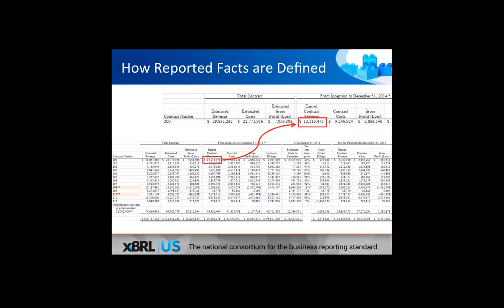Let's take a look at how an individual fact value reported in a work in process statement would be defined. What you see here is a WIP report that I've blown up a little bit to make it easier to see. A human looking at this can read the columns and rows of this table, and can understand that the value 12,113,470 is defined as earned contract revenue, for contract number 200, for the period from inception to December 31st, 2014. A computer obviously can't read that data, which is why we need humans today to rekey information in.